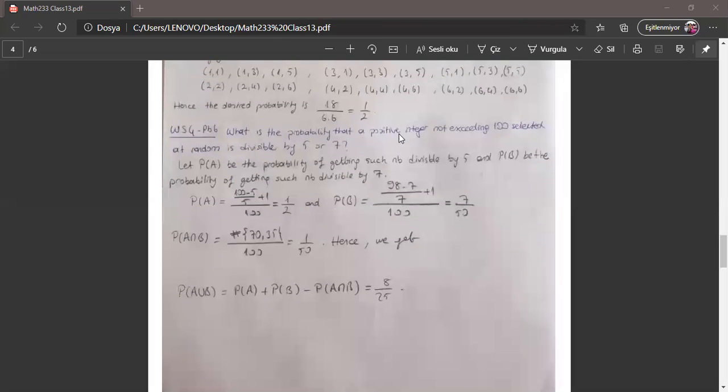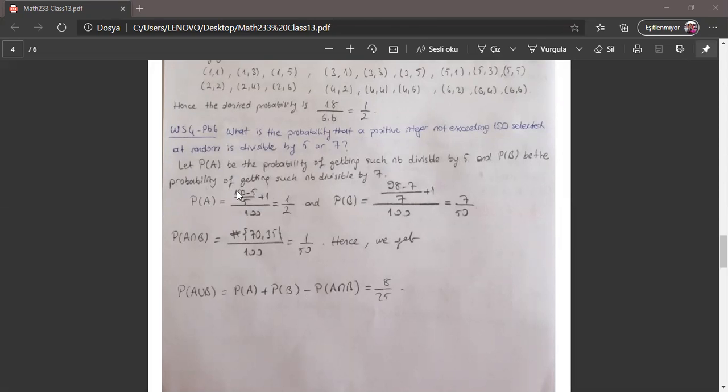Now, what's the probability that a positive integer not exceeding 100 selected at random is divisible by 5 or 7? So there are numbers that are divisible by both 7 and 5, so we need to compute these. P of A is the probability to get a number between 0 and 100 divisible by 5. So P of A is this. You know how to compute this.